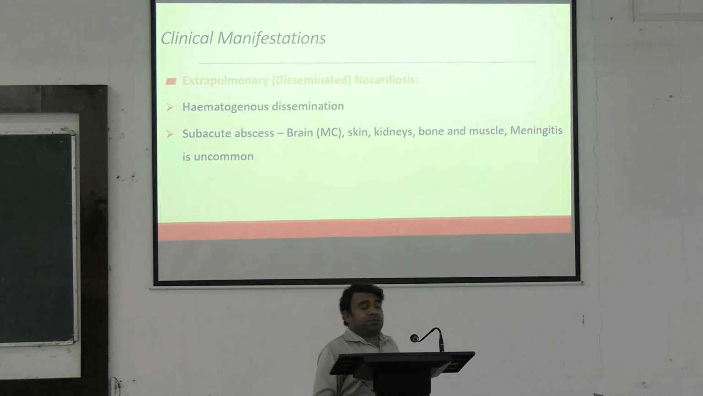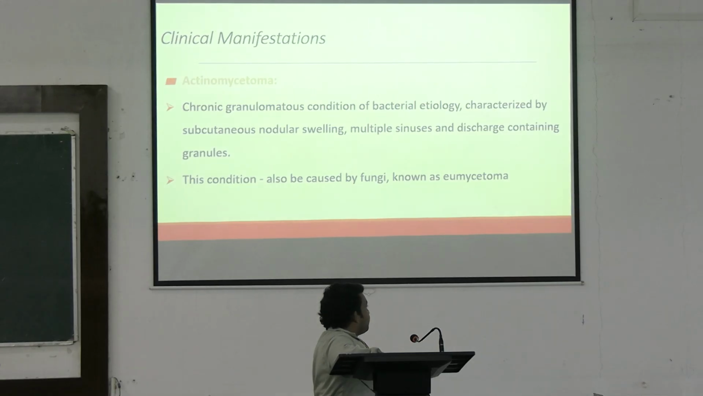Other most important presentation is extrapulmonary or disseminated nocardiosis, in which it can affect virtually any organ. However, most commonly we can find abscess in the brain. That is one of the very common neurological presentations seen in case of nocardiosis.